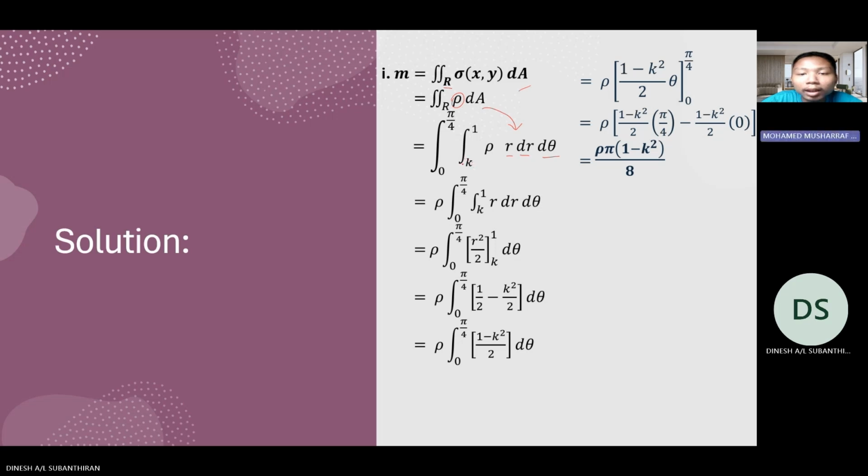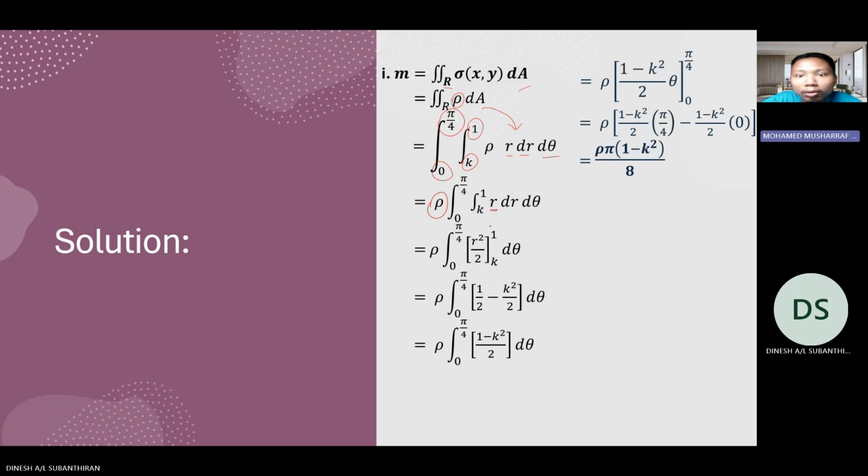And then since dr is on the inside, we put the limits of dr, which are 1 and k, on the inside, and then the limits of the angle on the outside, which are 0 and pi over 4. Since rho is a constant, we put it outside of the whole thing, so it will not interfere with our calculation. So first thing first, we're going to integrate the inside part.